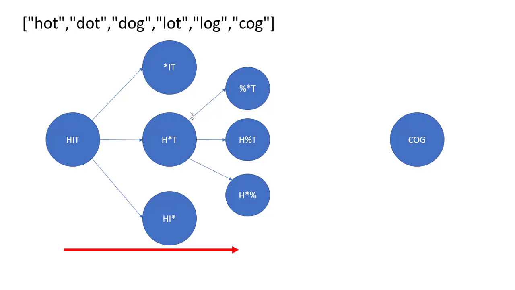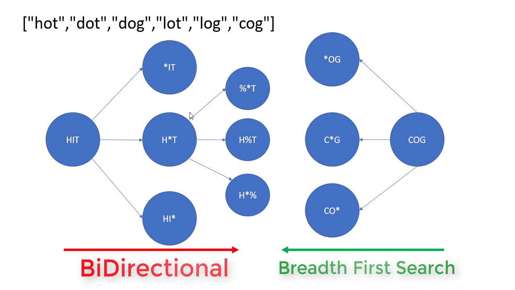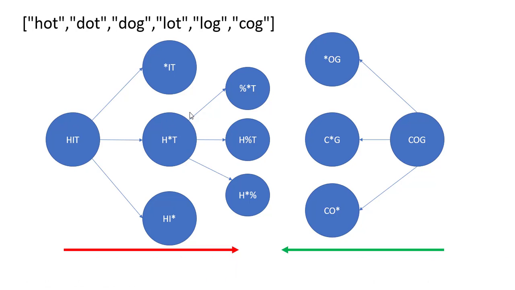But what if we try to find the word from cog also? That way there will be half of the search that we need to do and we can find the word more quickly. The time and space complexity still remains the same, but the search time reduces to half. This is called bidirectional BFS, and we will see how we can incorporate that into our existing code and optimize our code.